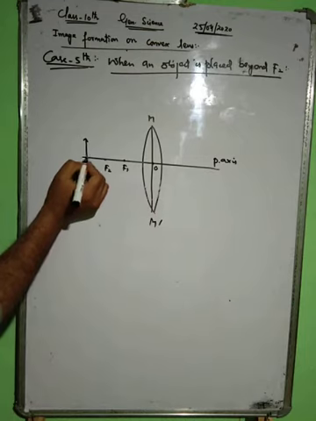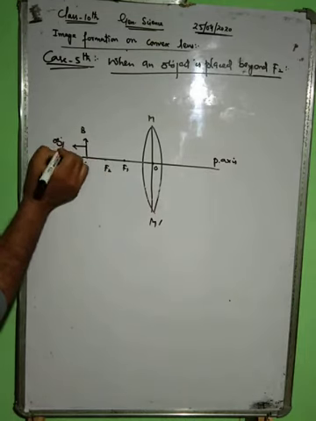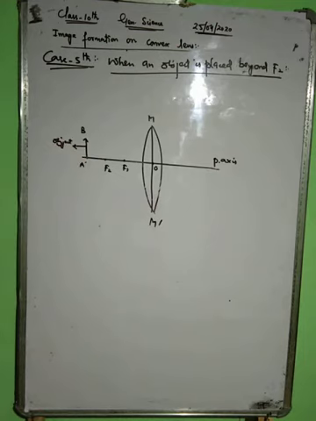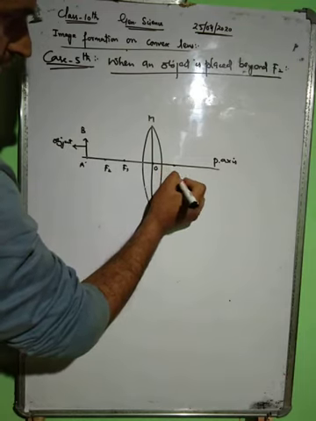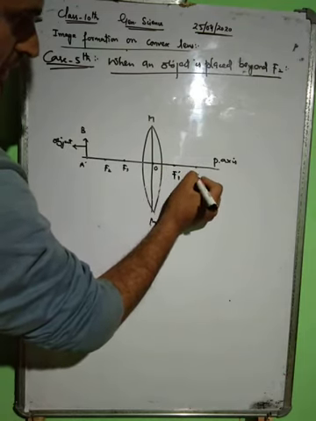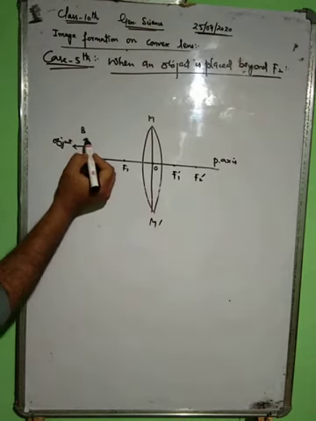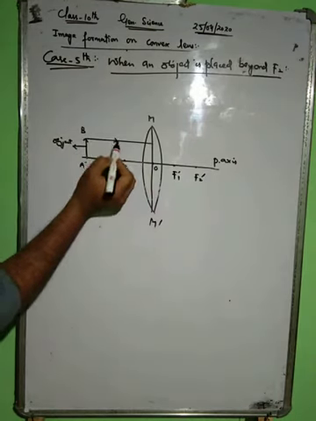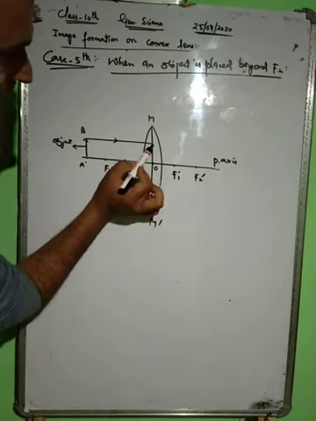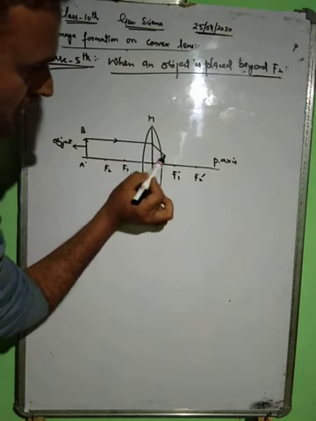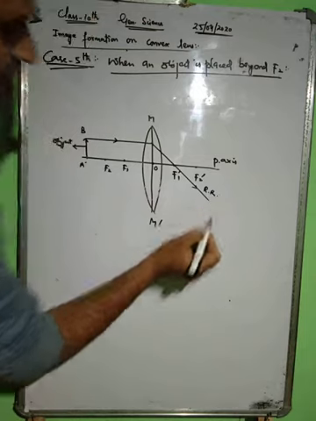We will name this AB. This is an object. Here we have this F1 dash and this is F2 dash. When incident ray of light from an object falls on the convex lens parallel to principal axis, as per the rule after refraction, the refracted ray of light will pass through the focus.